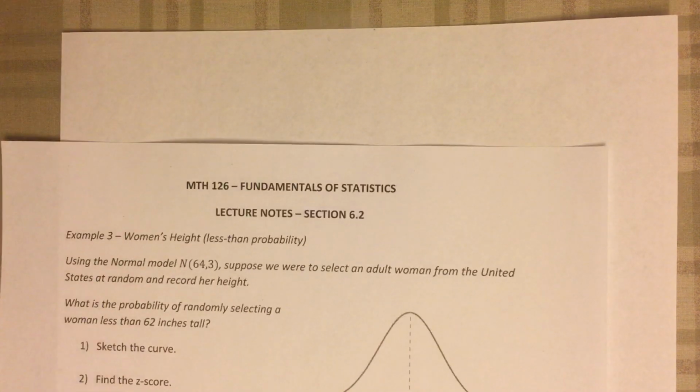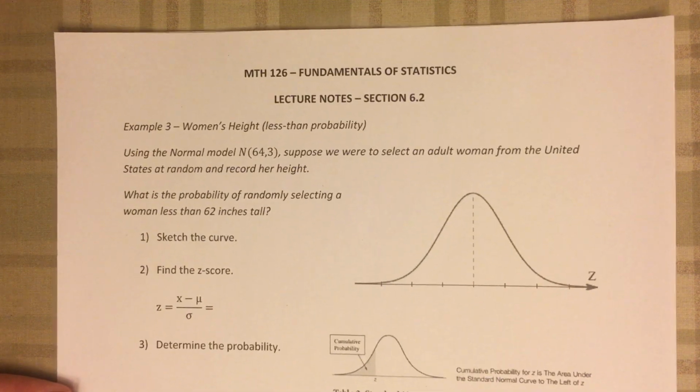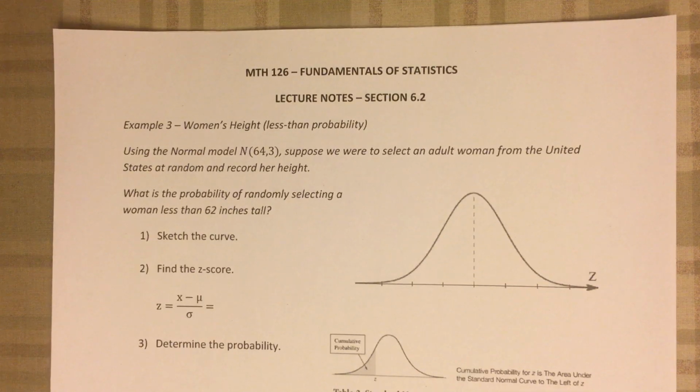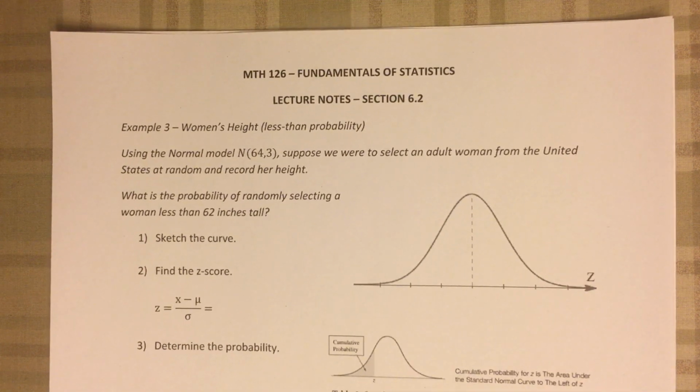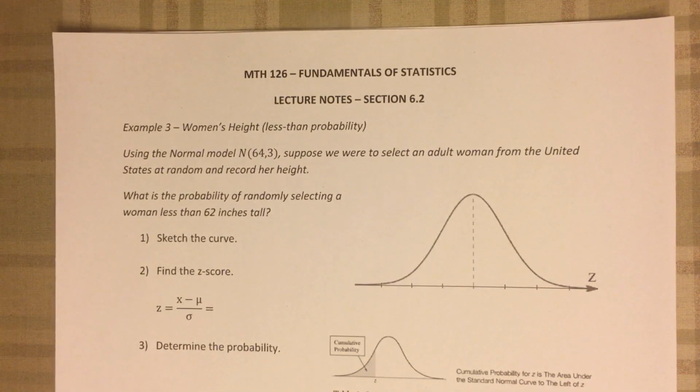All right, so let's talk through one of the examples that we sketched a little picture of. Again, I'm going to go through the sketches individually one more time, even though we've already done them, just to refresh and make sure we know where all of these pictures come from, and then we'll go through this entire procedure. So, using the normal model N(64, 3), suppose we were to select an adult woman from the United States at random and record her height. What is the probability of randomly selecting a woman less than 62 inches tall?